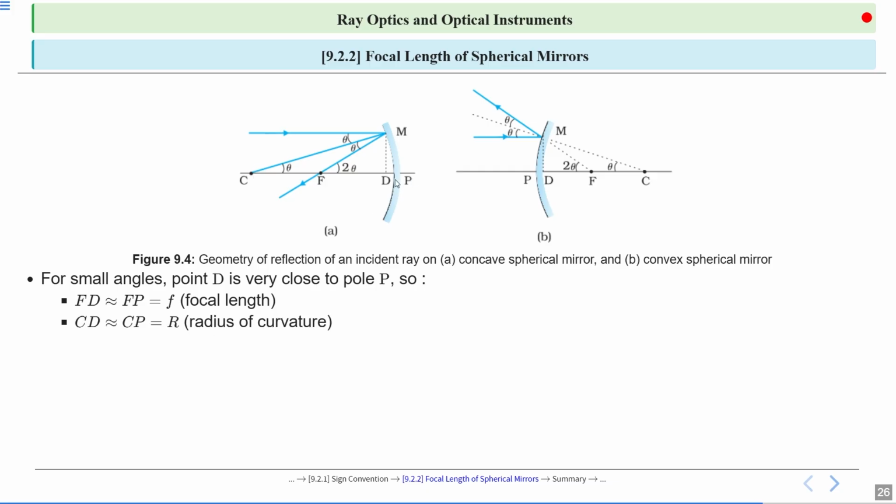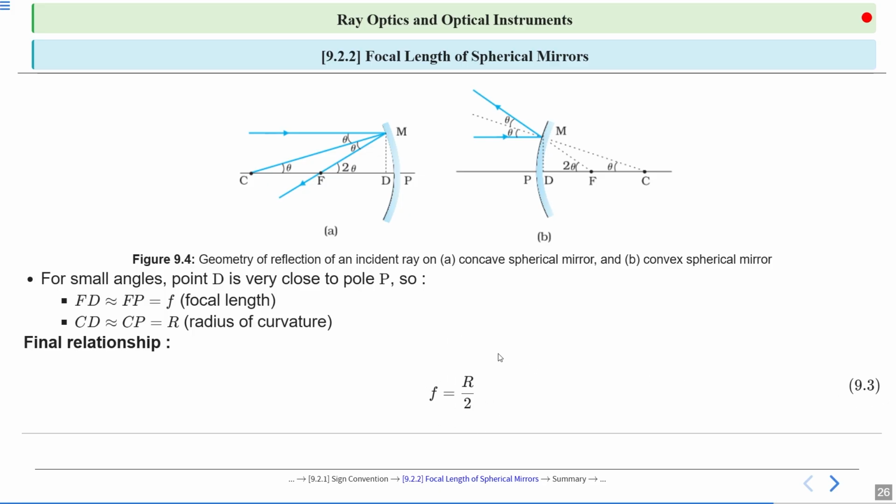And we can write CD approximately equal to CP, which is equal to R. So this is the distance of center of curvature from pole, which is considered as radius of curvature R. So what was the final relationship? FD is equal to CD upon 2. So f is equal to R upon 2. So focal length is half of the radius of curvature. Mark it as 9.3 equation.